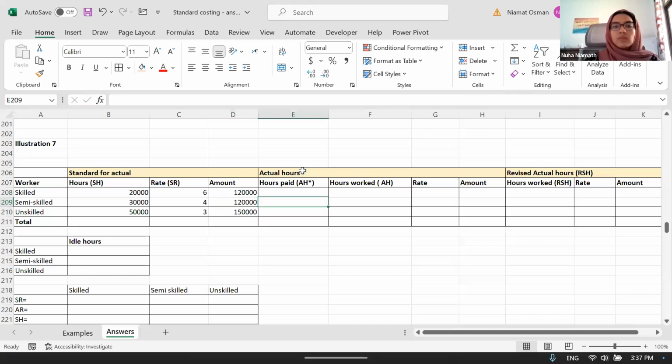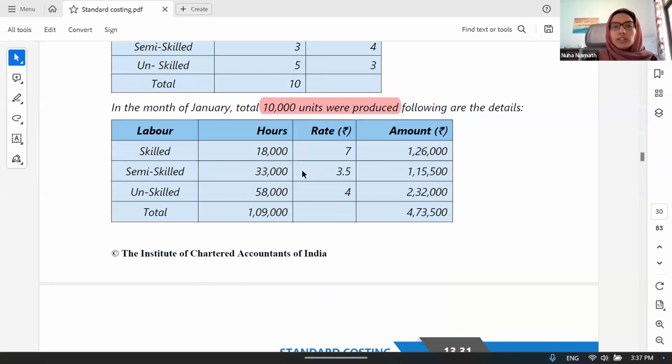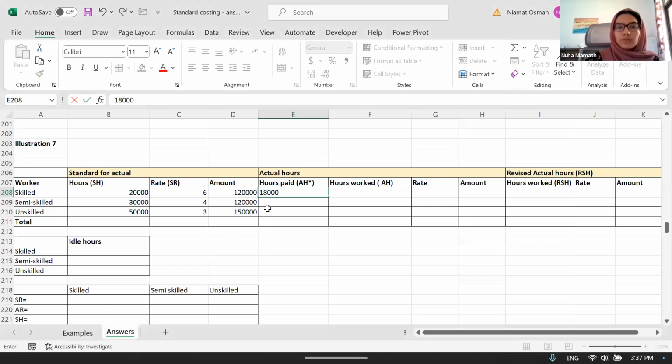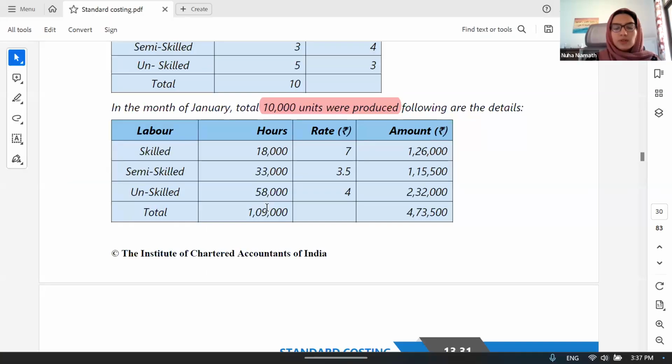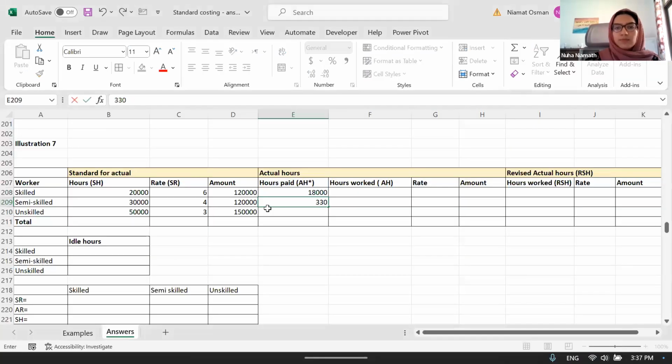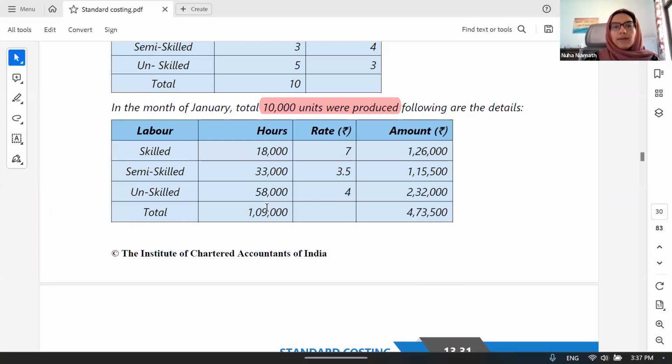Okay. Multiplied. Now coming to actual hours. Actual hours paid already given here: 18,000, 33,000, and 58,000.